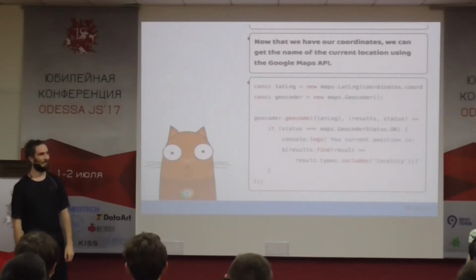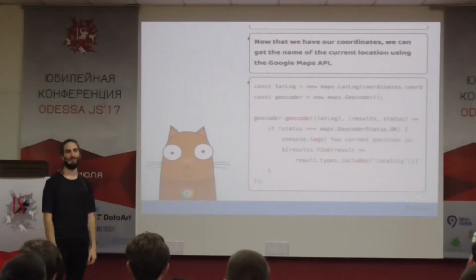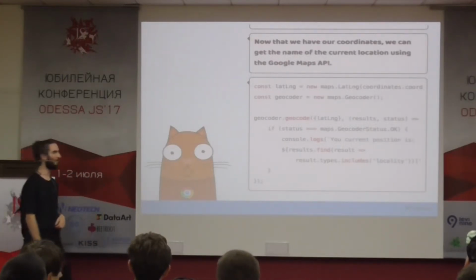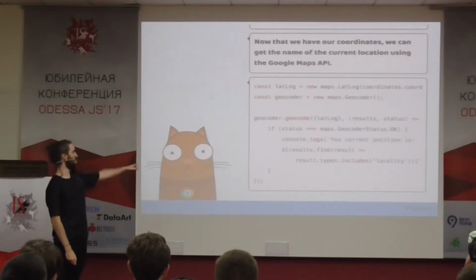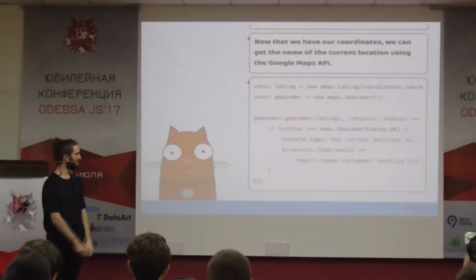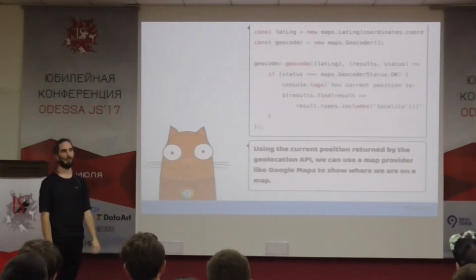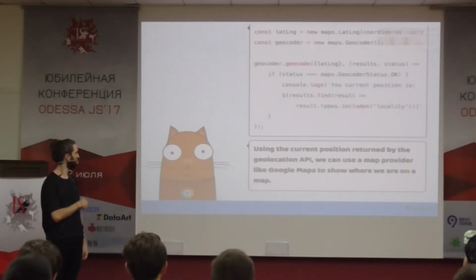It's like this. You can find this in the Google API doc, so you don't really have to read it. I just put it in so I have more code in my slides, because everybody wants more code in their slides. And as you can see, I asked for the locality, which is Odessa. And then using the Google Maps API, you can of course also show a map of where you are.